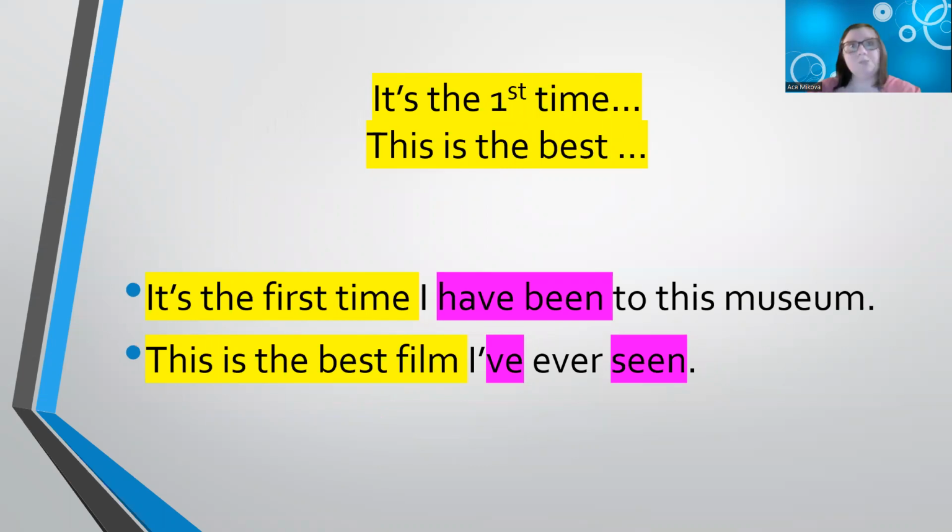When we say that we have done something the first time, it can be not only the first, it can be the second, the third, the fourth, the 155th time, or when we use the superlatives: the best, the worst, the most interesting. Remember comparative forms of adjectives. For example, it's the first time I've been to this museum.